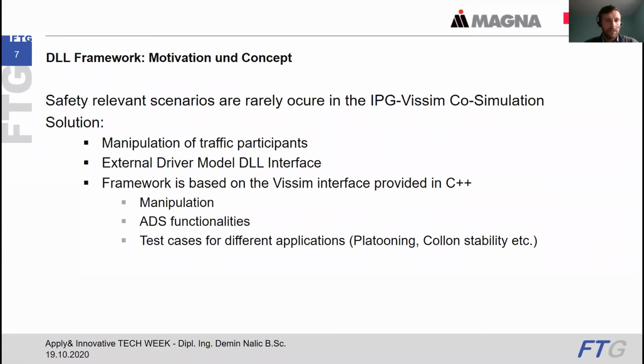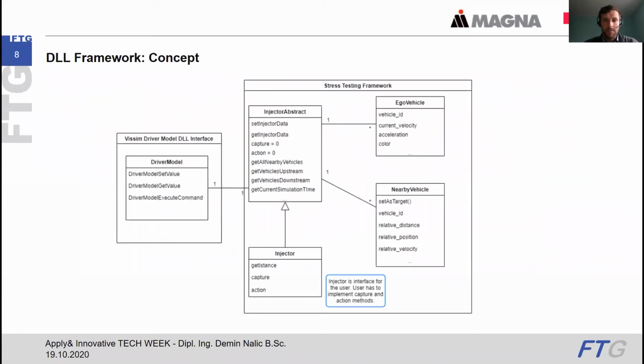This is done by using an external driver model DLL interface provided by PTV Vissim, which is provided as a C++ code. With this code, the participants can be manipulated. ADAS functionalities can be implemented for each traffic participant, and test cases for different applications like platooning, column stability, and so on. What we are using it for, of course, is manipulation of traffic participants in the surrounding area of the ego vehicle. The class diagram of the framework is presented here.